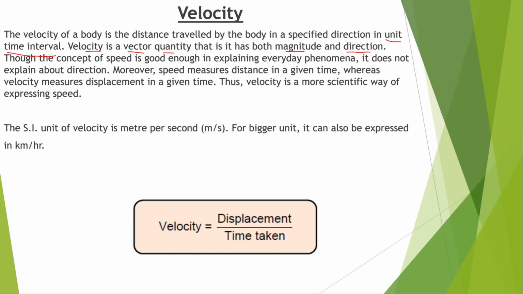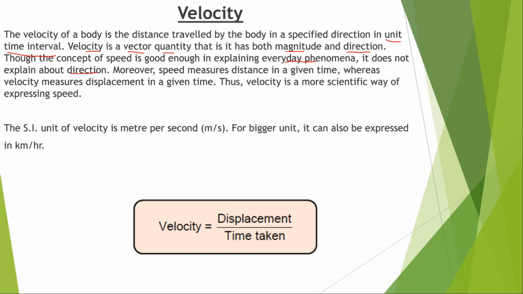Now we even saw speed. So now there is not much difference between speed and velocity, but there is. Now speed is only good for everyday phenomena, like the car is going very fast, the car is going very slow. That is everyday, and speed is good for that. But it does not explain about direction. If you want to tell about direction, speed doesn't.